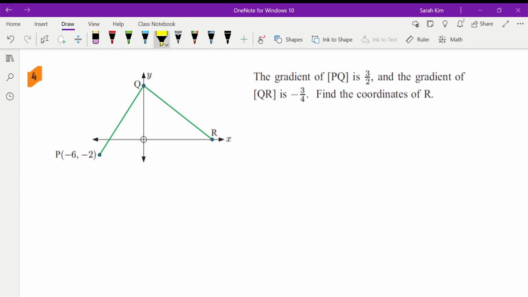Right, for this question, we know that the gradient of PQ is 3 over 2 and the gradient of QR is negative 3 over 4. Find the coordinates of R. Right, so let's write some stuff down.